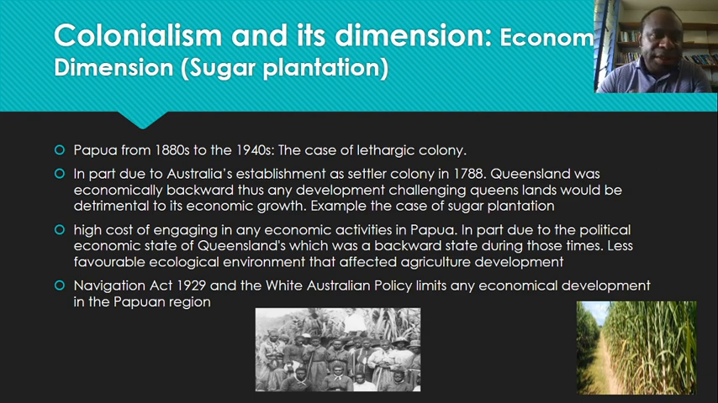Now, one such example is the Navigation Act of not 1929 but 1921, which runs, I think, for 8 years, 1921 to 1928. So any economic development or any export that was supposed to go directly to the international market from the Papua region, that act stated that any shipment coming out from Papua must report to Sydney before being exported overseas.